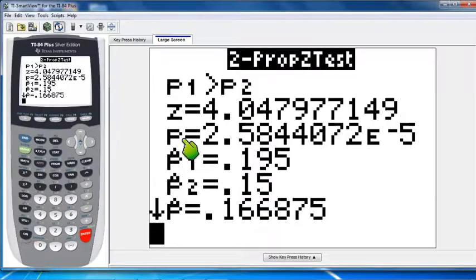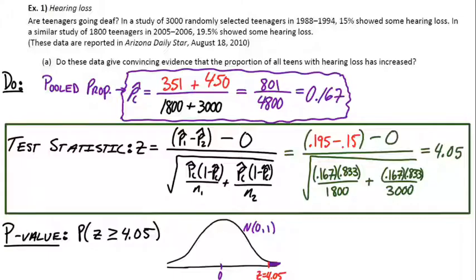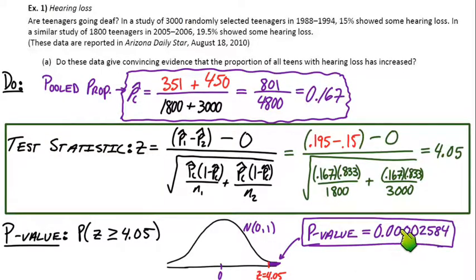Let's take this p-value back to the do step. So that little tiny space right there represents our p-value, which was 0.0000, 4 zeros, 2584. In other words, if there was really no difference between that generation of teenagers and that generation of teenagers, it's almost an impossible chance for us to see a difference this big in the hearing loss.